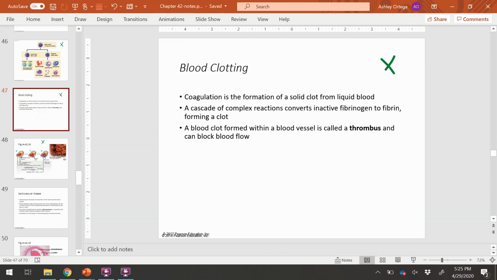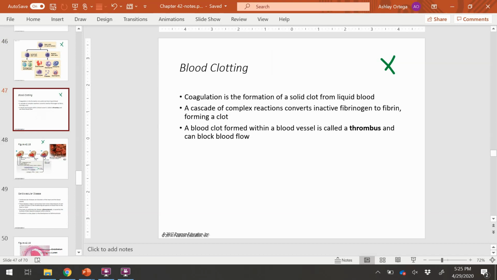Blood clotting. So blood clotting is done, we saw, with the help of platelets. But there is a process that occurs called coagulation. It's the formation of a solid clot. This happens through a positive feedback mechanism where a cascade of reactions converts inactive fibrinogen to fibrin, and that will, along with platelets, form a clot.